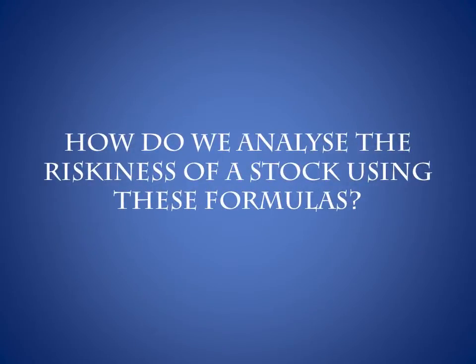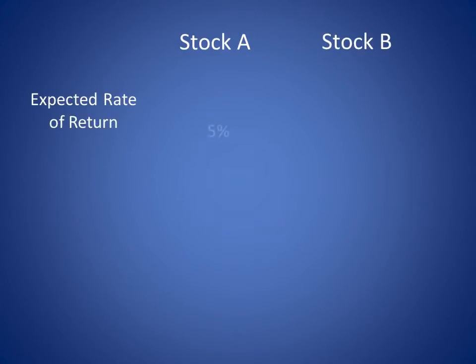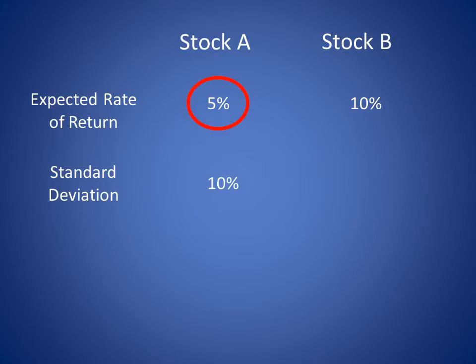So how do we analyze the riskiness of a stock using these formulas? Well, let's say we have two stocks, stock A and stock B, wherein stock A has an expected rate of return of 5%, while stock B has an expected rate of return of 10%. Solely looking at this, we can say that stock A is riskier since we get less return on an investment. But what if we add in standard deviation? Let's say stock A has a standard deviation of 10% and 60% for stock B.